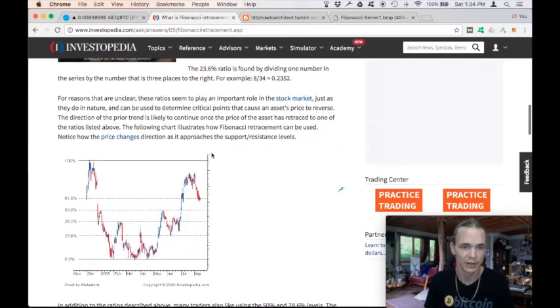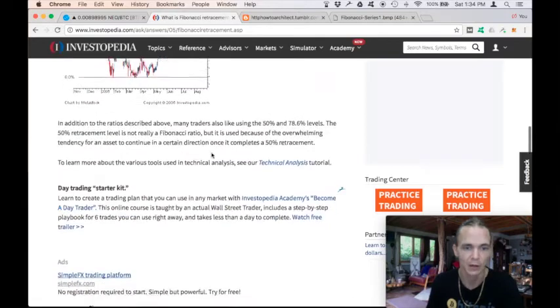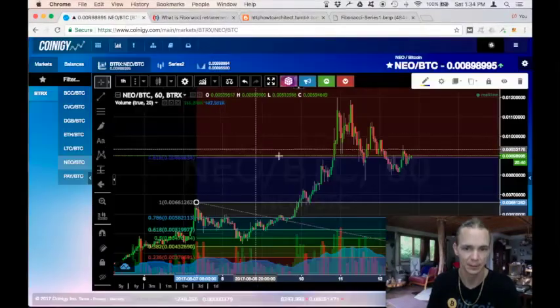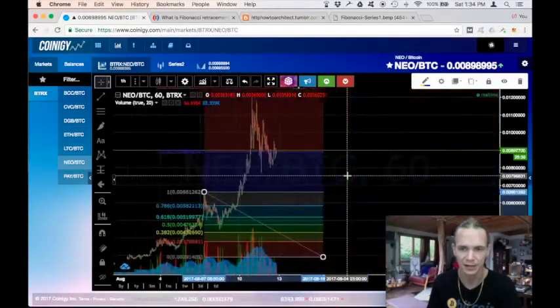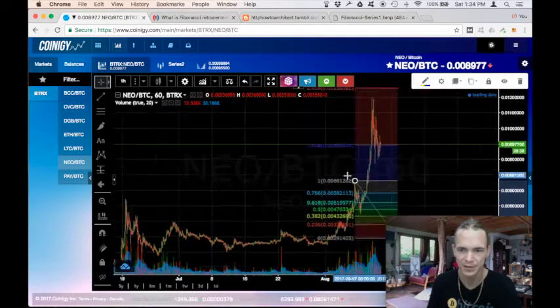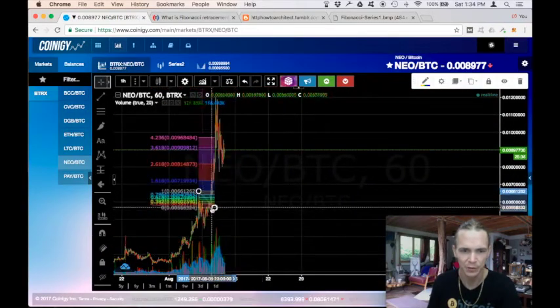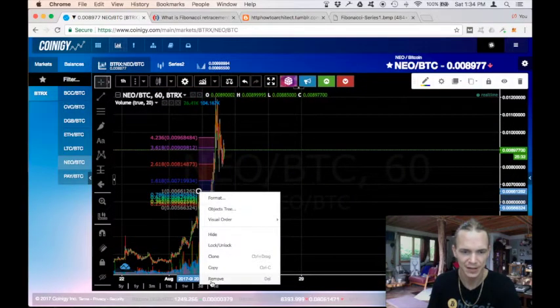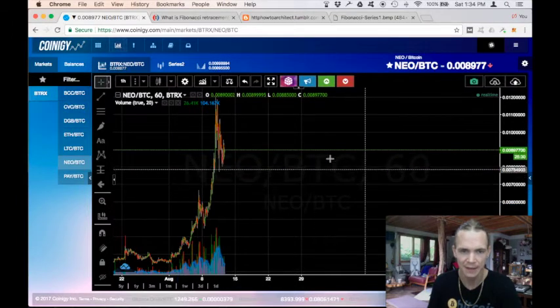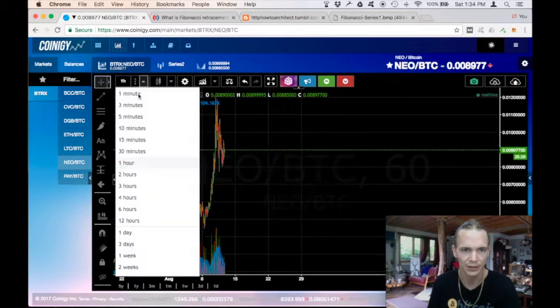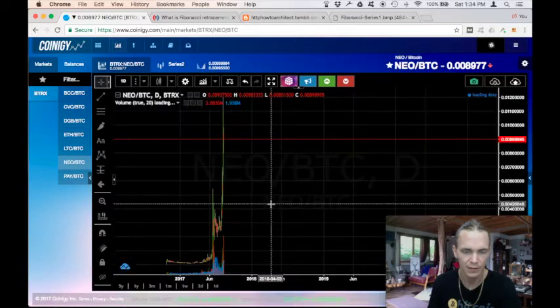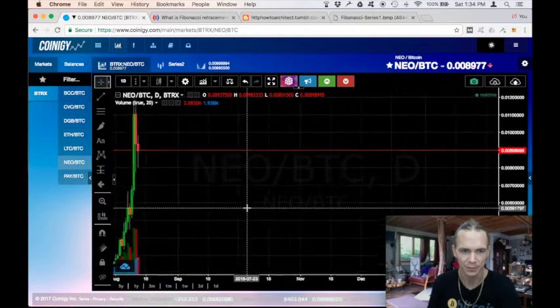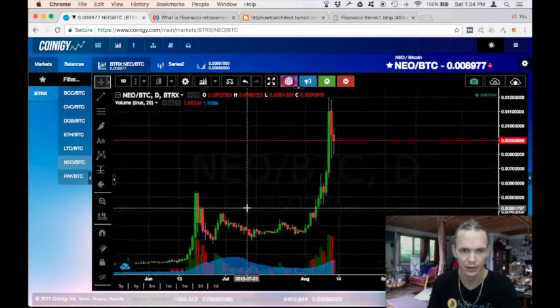So, what do these reasons and these ratios have to do with anything in the stock market? Right, let's go to our trading area where we were looking at NEO together the other day. For those of you that are subscribers, let's show you how we do this. We're going to remove this Fibonacci retracement and extension level that we already have here, and let's look at our one-day chart. Okay. Now, on our one-day chart, we have this beautiful, massive extension, right?